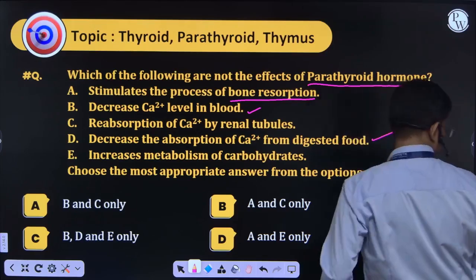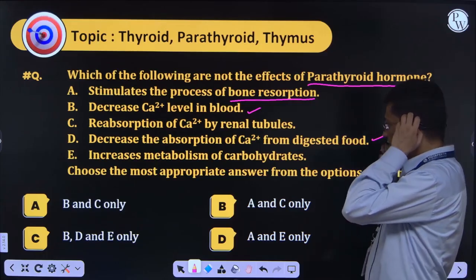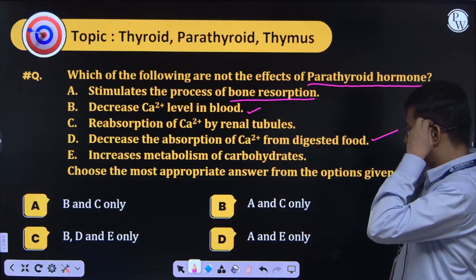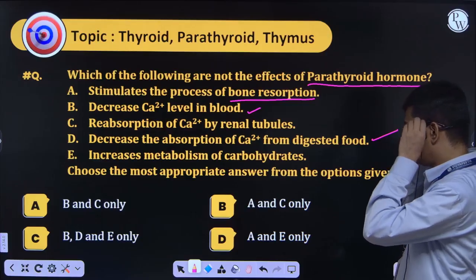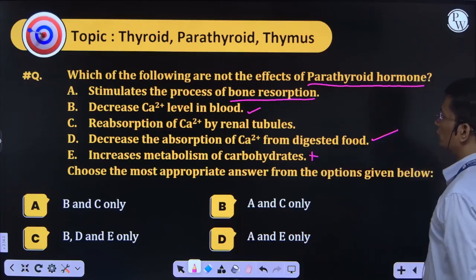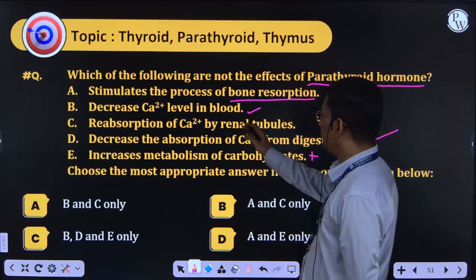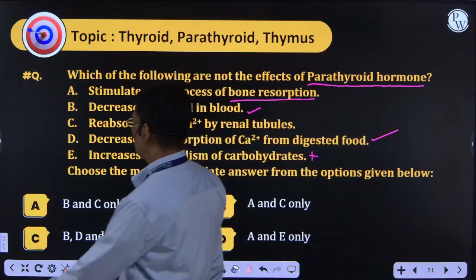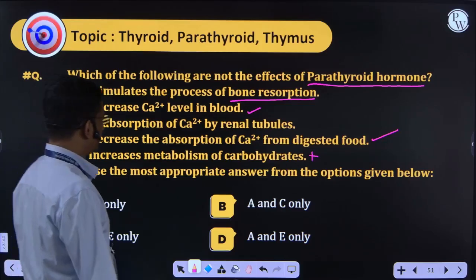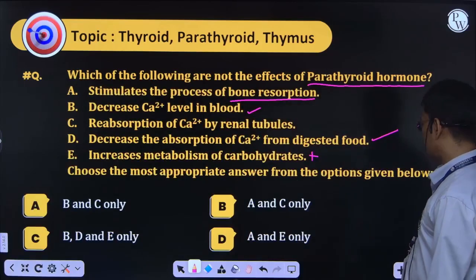Increase the absorption of calcium from digested food. Increase metabolism? Decrease absorption of calcium from digested food? It will increase the absorption, not decrease. It will not increase the metabolism. So stimulating bone resorption is correct. Decrease calcium level in blood? It will increase the calcium level in blood. So these two things are the correct ones.